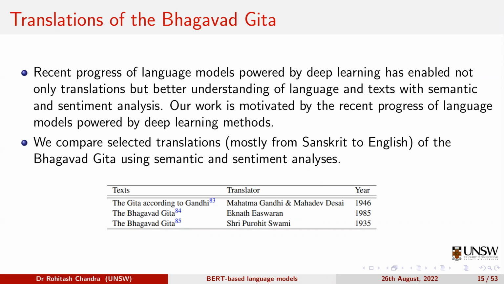And with these motivations, we compare three selected translations of the Bhagavad Gita using semantic and sentiment analysis. There are hundreds and thousands of translations, hundreds at least in the last 200 years, but we chose some prominent ones. And this is based on certain biases of ours.